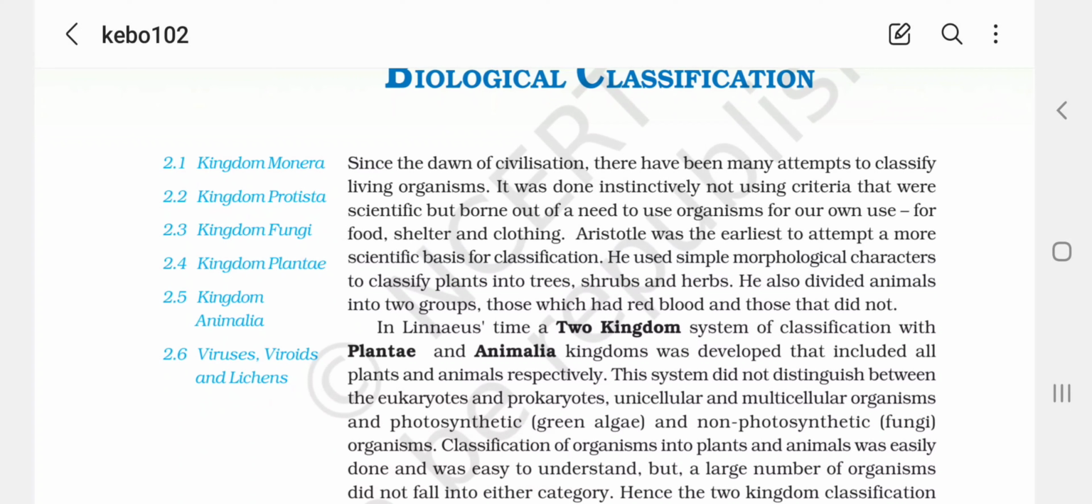Since the dawn of civilization, there have been many attempts to classify living organisms. It was done instinctively, not using criteria that were scientific, but born out of a need to use organisms for our own use, for food, shelter, and clothing.